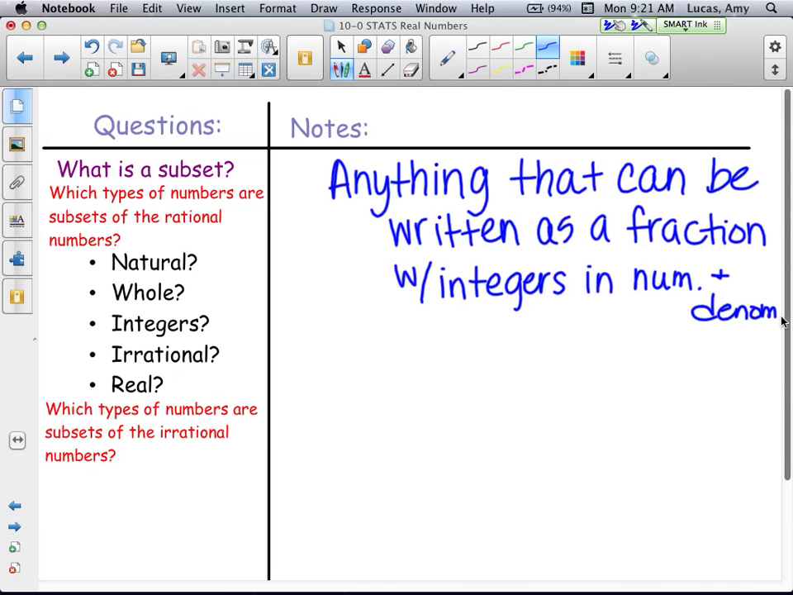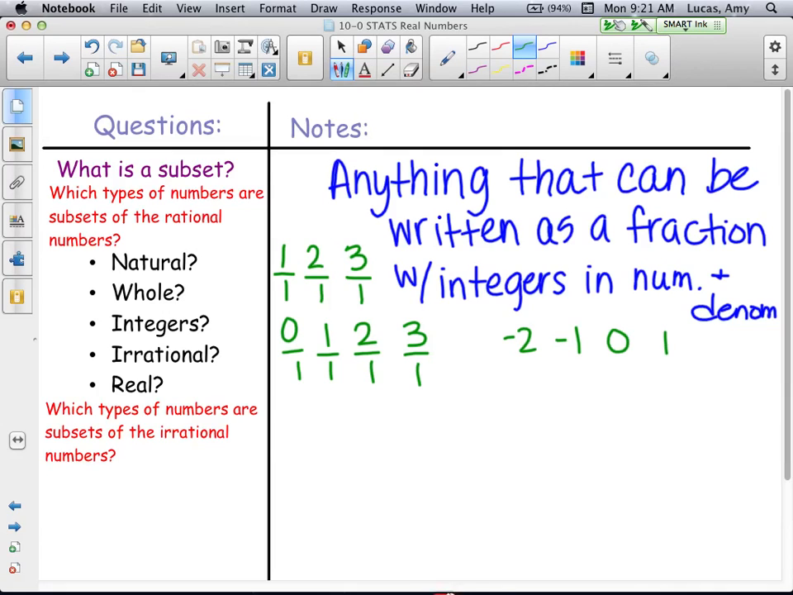So I'm just going to explain to you why these are subsets. Natural numbers are like 1, 2, and 3. You can put a 1 under them and make them fractions with integers in the numerator and denominator. Whole numbers, same thing. Here's your whole numbers. Put a 1 under them. They're all good. Integers, same thing. Put a 1 under them. Like that. Okay? So all of these are subsets of the rational numbers because you can write them as fractions.